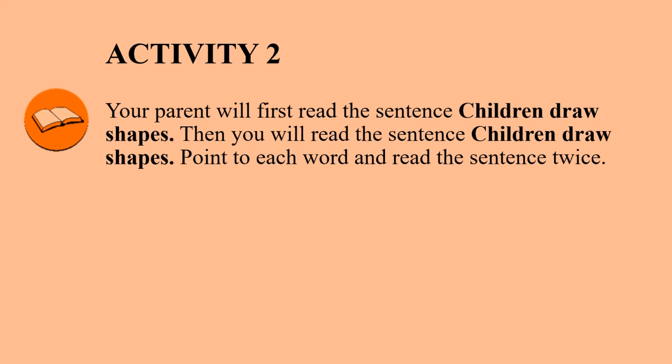Activity 2. Your parent will first read the sentence, "Children draw shapes." Then you will read the sentence, "Children draw shapes." Point to each word and read the sentence twice.